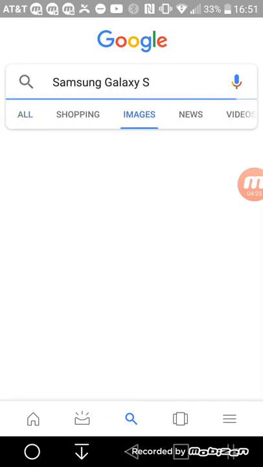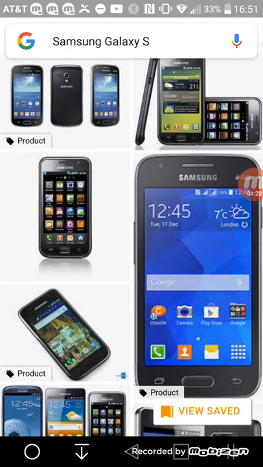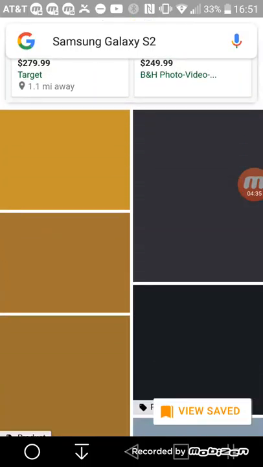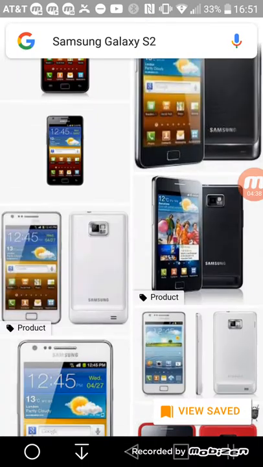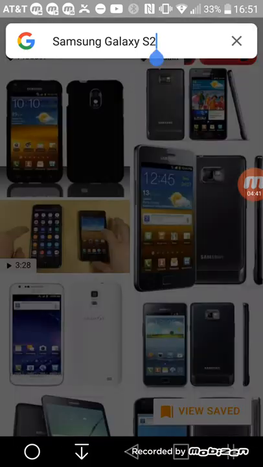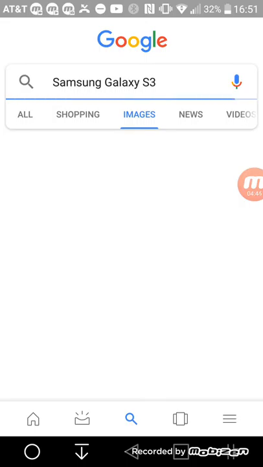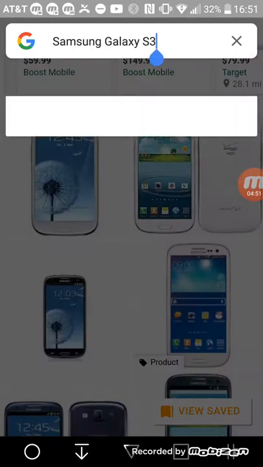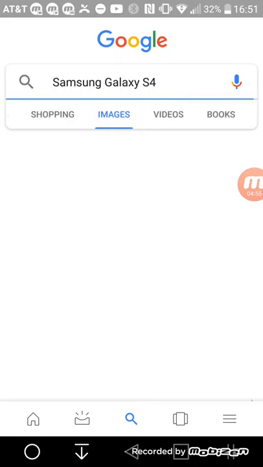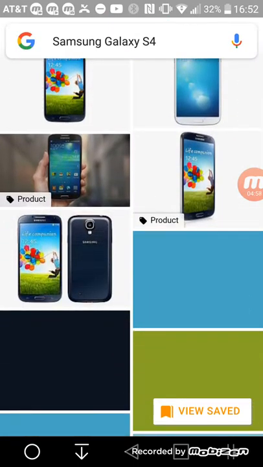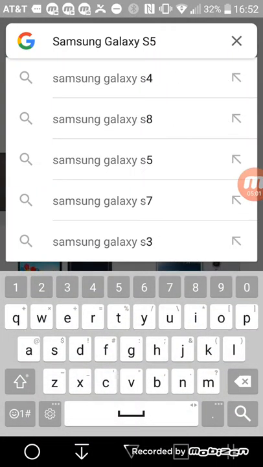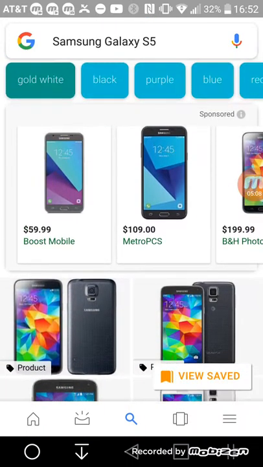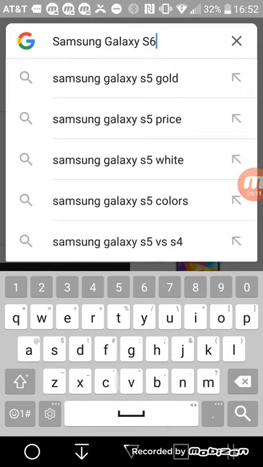And now, we're going to look at some Galaxy S images. This is what the Samsung Galaxy S looked like. This is what it is now, the Galaxy S2. That's the S2. This is the S3, Samsung Galaxy S3, or Galaxy S3, whatever you like. This is the Galaxy S4. This is the Galaxy S5 now. I remember when this phone came out, I remember it was not too long ago.